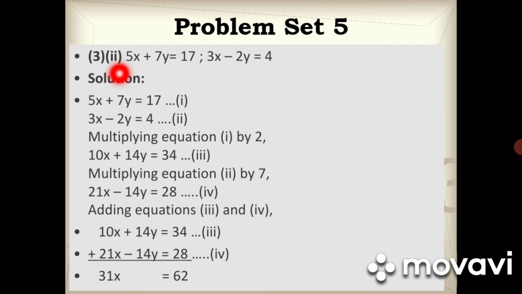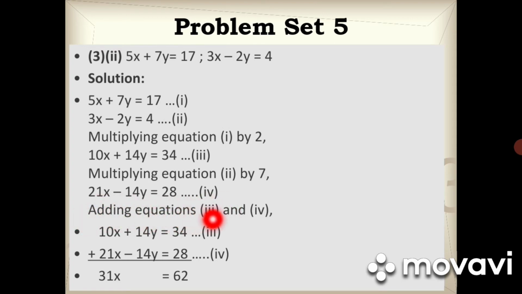Question 3, subdivision 2. 5x plus 7y is equal to 17. 3x minus 2y is equal to 4. Solution: 5x plus 7y is equal to 17, equation 1. 3x minus 2y is equal to 4 is equation 2. Multiplying equation 1 by the coefficient 2, we get 10x plus 14y is equal to 34, which is equation 3. Multiplying equation 2 by the coefficient 7, we get 21x minus 14y is equal to 28. Let this be equation 4.